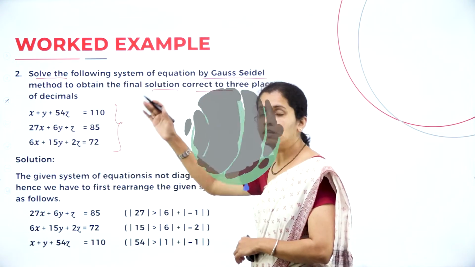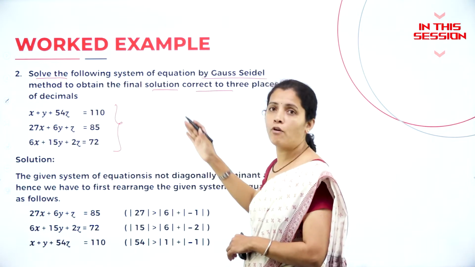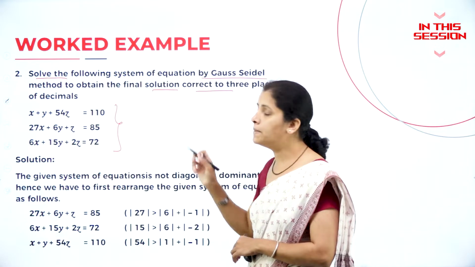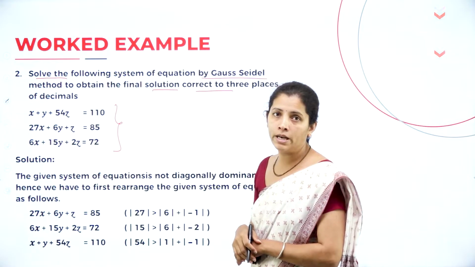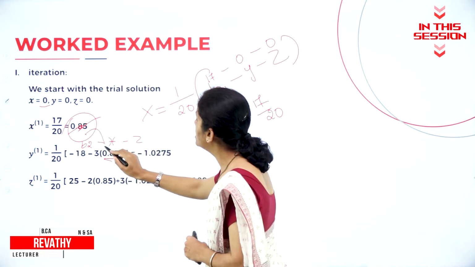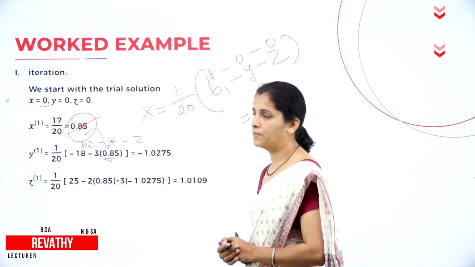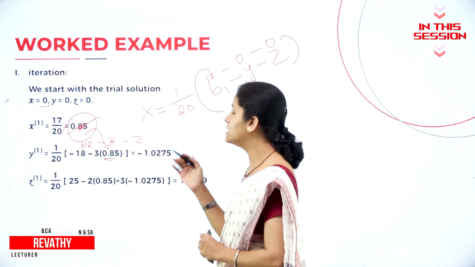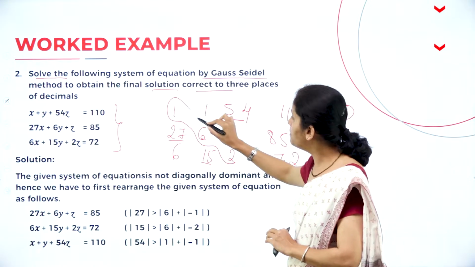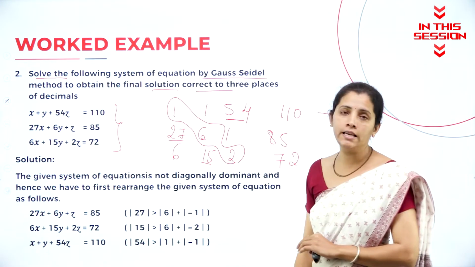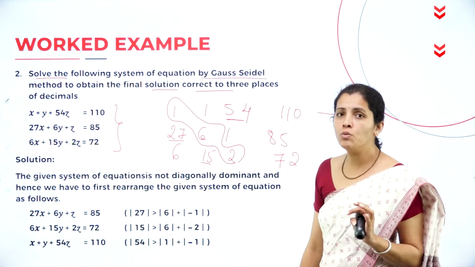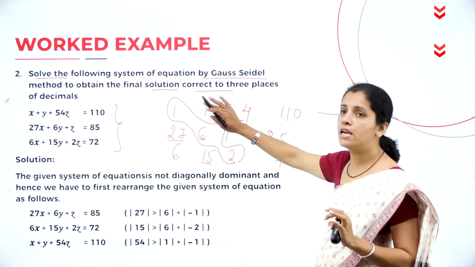If I write this equation in the form of augmented matrix, okay, if all the elements are diagonally dominated or not, whatever the value I got here, that is my x. And what about z? Z is nothing but the 0. If I consider the diagonal matrix, it is not diagonally dominated. So what I want to do, I just want to rearrange the equation.